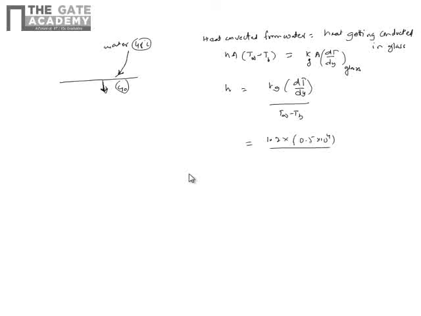T infinity is 48 and at the surface it is 40. From this the value I get is 0.075 into 10 power 4, so that becomes 750 watt per meter square Kelvin. So the answer for the second part is D, 750 watt per meter square Kelvin.